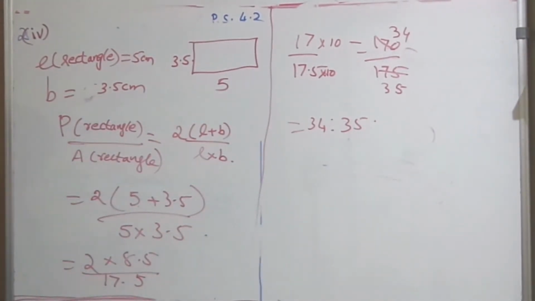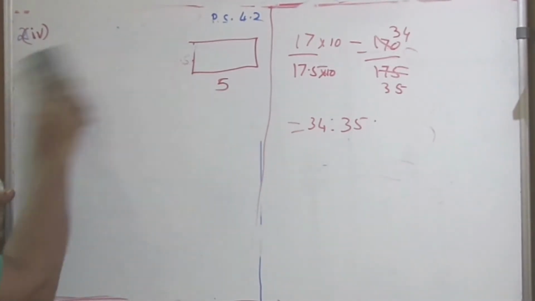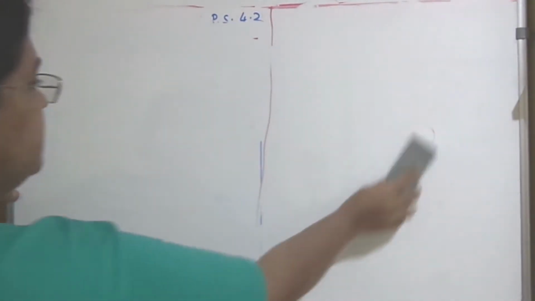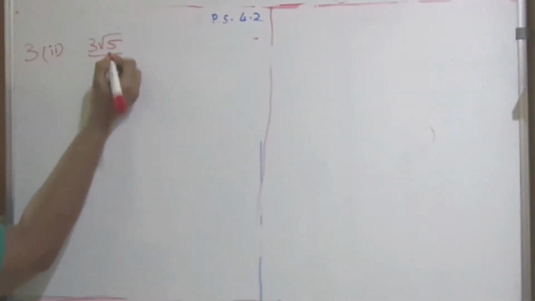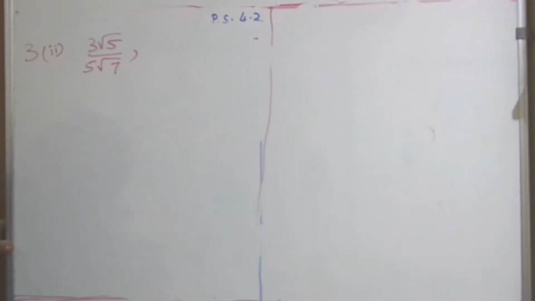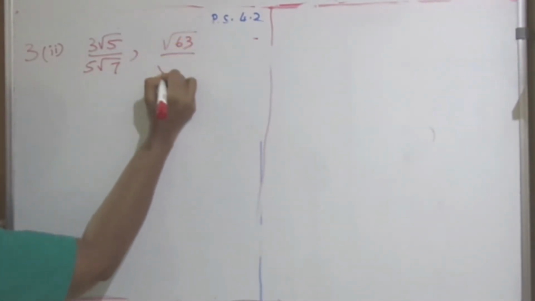The remaining sums were done on the study cloud. The ones which were not done, I am doing. Question number 3, parts 2 and 5 were not done, so I am going to do that now. Compare the following pair of ratios. A ratio has no unit, so you don't have to write the unit. Sum number 3, 2. Compare the following pair of ratios. 3 root 5 upon 5 root 7 and root 63 upon root 125.